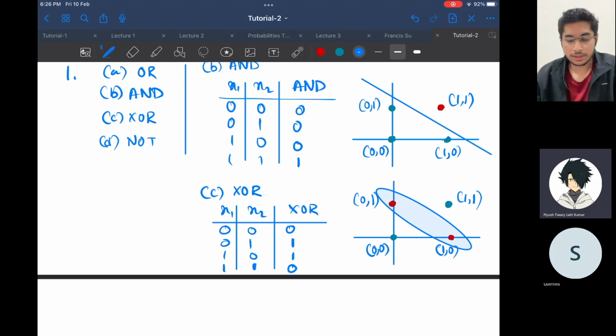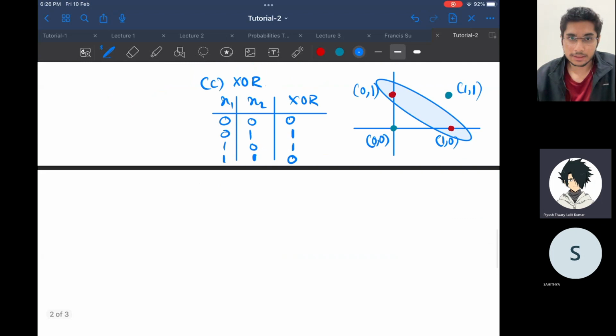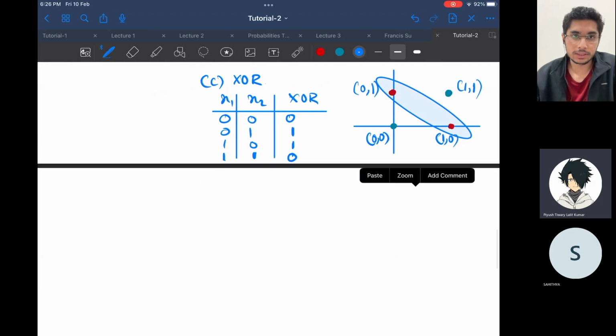So this was again an easy problem. I illustrated it a lot, but nonetheless I hope this is clear. So XOR is the option basically.